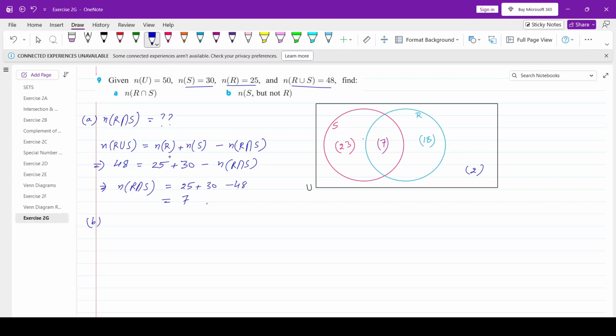Part B says the number of elements in S but not R. S but not R is going to be 23.